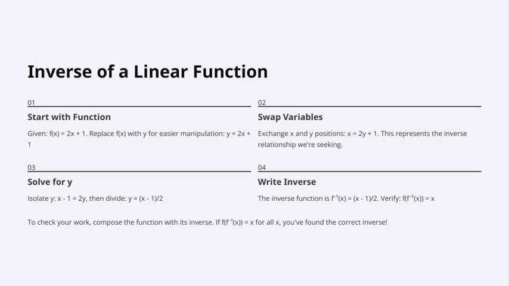To do that, we isolate y by subtracting 1 from both sides, giving us x minus 1 equals 2y. Then, we divide both sides by 2, which yields y equals (x minus 1) over 2. Finally, we write the inverse function. It's f inverse of x equals (x minus 1) divided by 2. To verify, we compose the original function with its inverse and check if the result simplifies to x. If it does for all x, then we've successfully found the correct inverse.